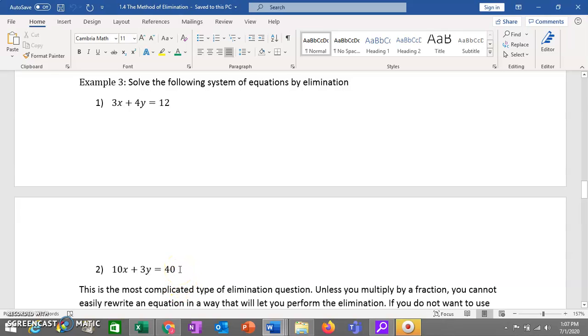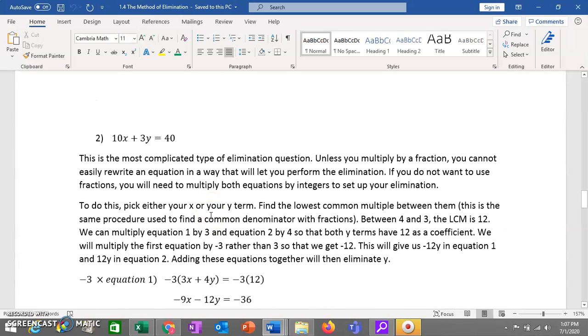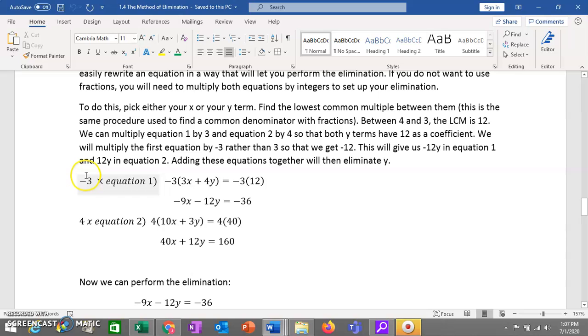And the workaround is you can multiply both equations by a number. Okay, so what I'm going to do here is multiply the top equation by negative 3 and the bottom equation by 4.